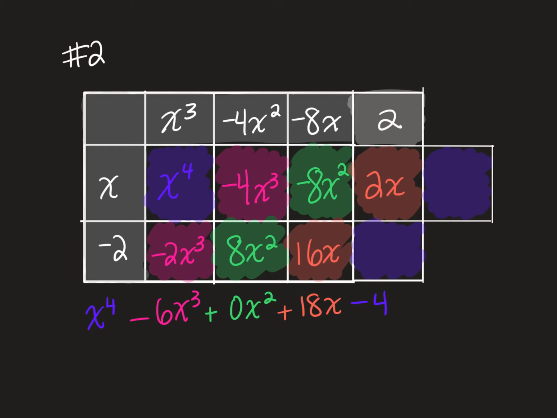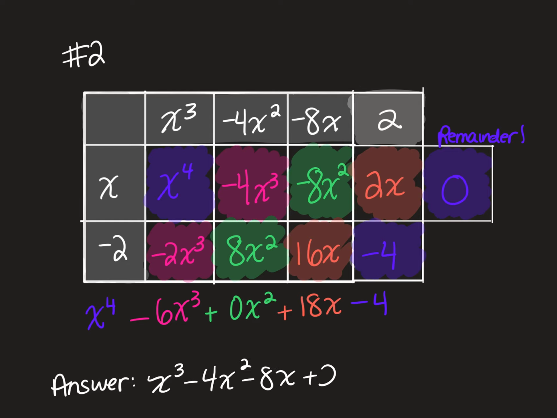And then we know that 2 times -2 gives me -4. And look at that. I don't have a remainder because there's nothing I need to add to -4 to get -4. And then it's really important that we write our answer. So my answer is just what we have along the top row, plus or minus any remainder. So my answer is going to be x cubed minus 4x squared minus 8x plus 2.